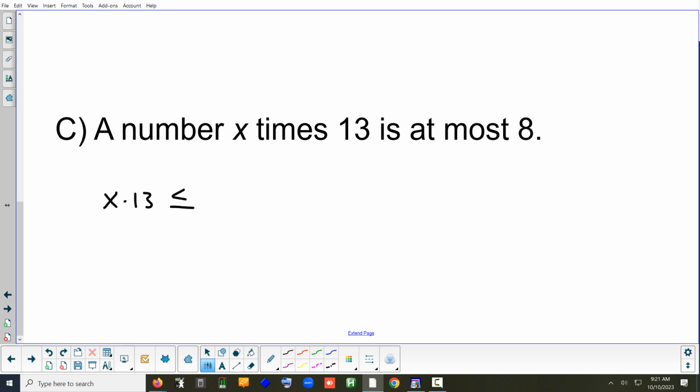8. Yep, is at most 8. Now, you can leave it like that, that's fine. Or, what's another way that we would write this left-hand side?